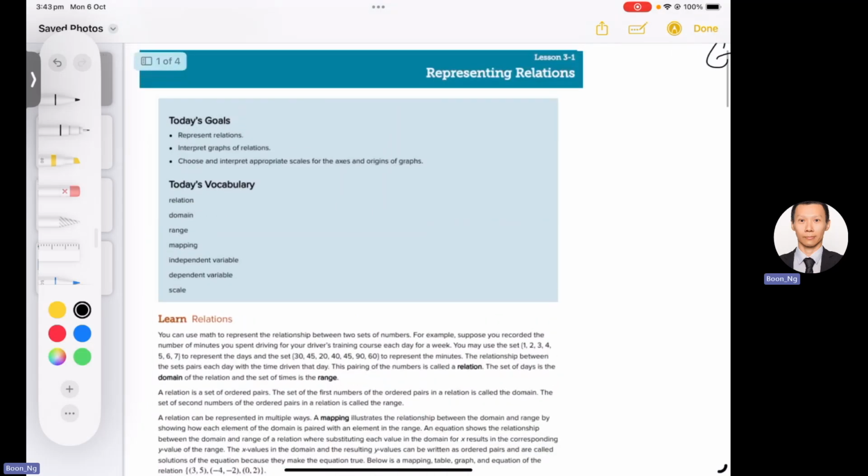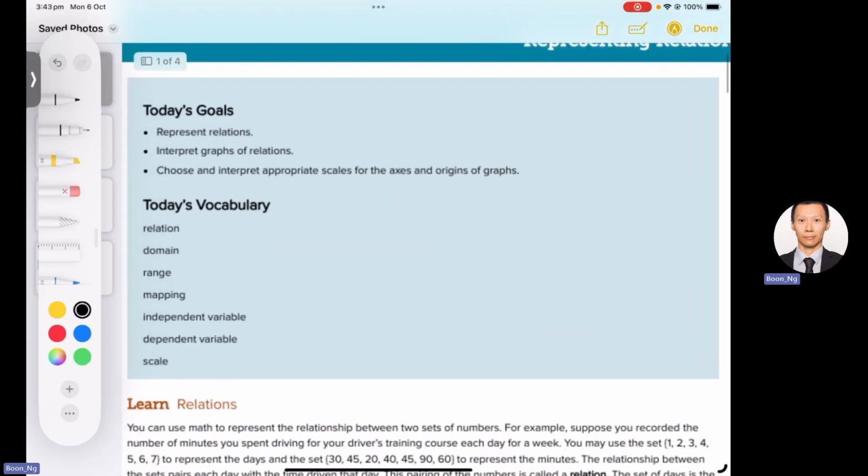And the learning targets, there are three of them. The first one is represent relations, interpret graphs of relations, choose and interpret appropriate scales for the axis and origins of graphs. All right, so let's get started.